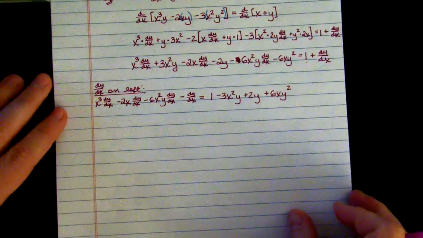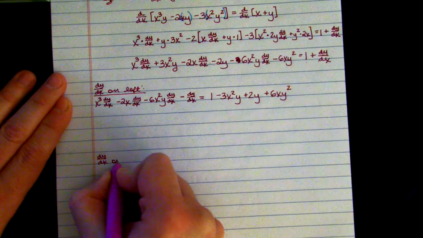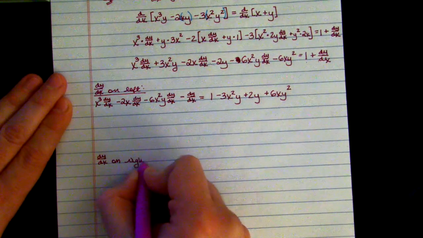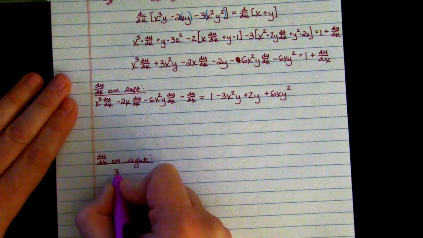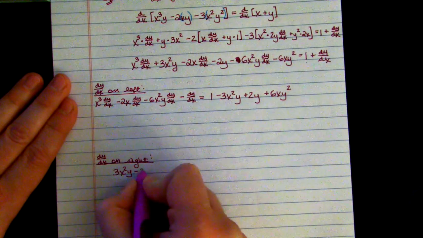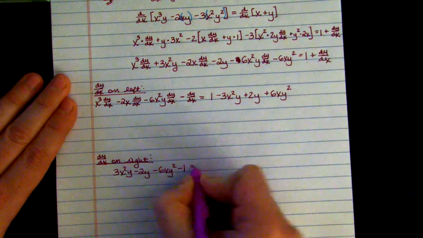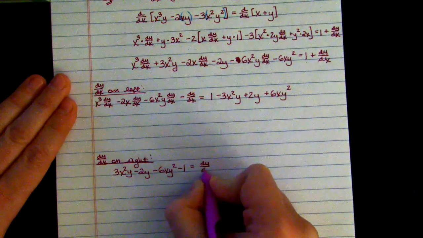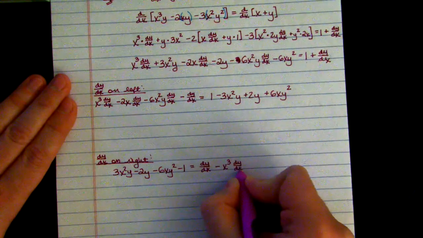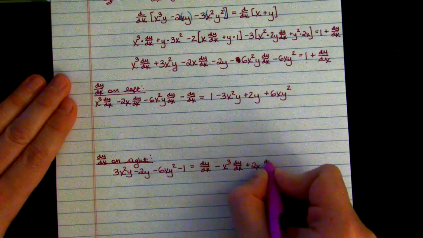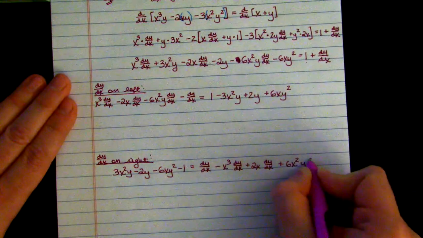If instead you chose to put the dy dx on the right, let's see, we're going to get 3x squared y minus 2y minus 6xy squared minus 1 equals dy dx minus x cubed dy dx plus 2x dy dx plus 6x squared y dy dx.